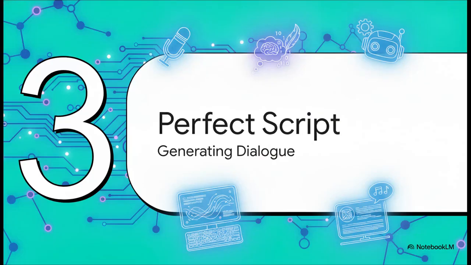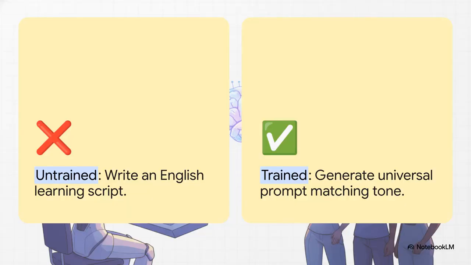Section 3. Crafting the perfect script, generating the dialogue. Check out the stark difference here. If you use a basic, untrained prompt like write an English learning script, you get this dry, incredibly boring output that absolutely no one is going to watch. But a trained prompt, that takes everything to a completely different level. You say something like, based on the 3 analyzed scripts, generate a universal prompt matching this exact tone and format.